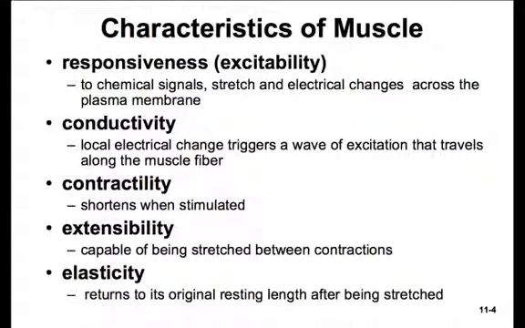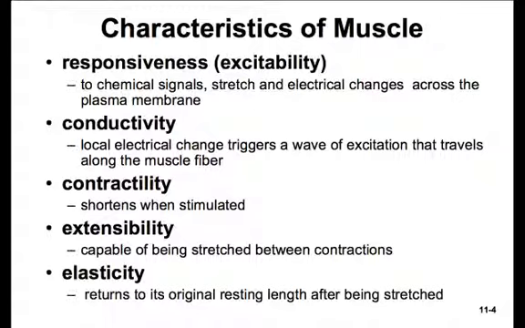To carry out all the functions that we addressed in the last chapter, like movement, stability, communication, control of body openings and passages, and heat production, muscles need to have the following characteristics. They need to be responsive or excitable. They're responsive to chemical signals, to stretch, and to electrical changes across the plasma membrane.